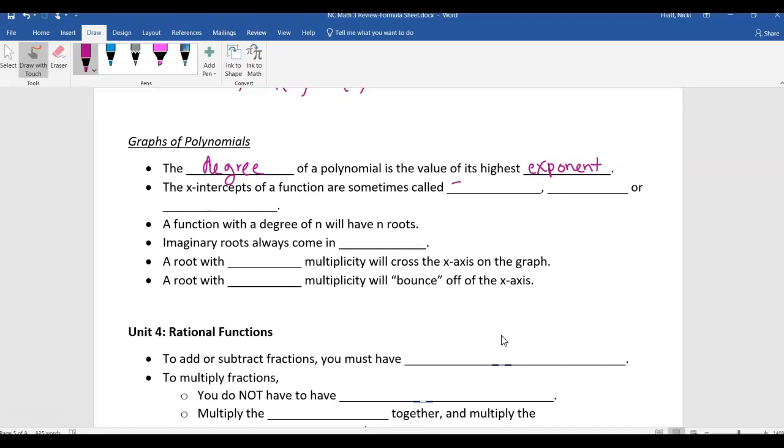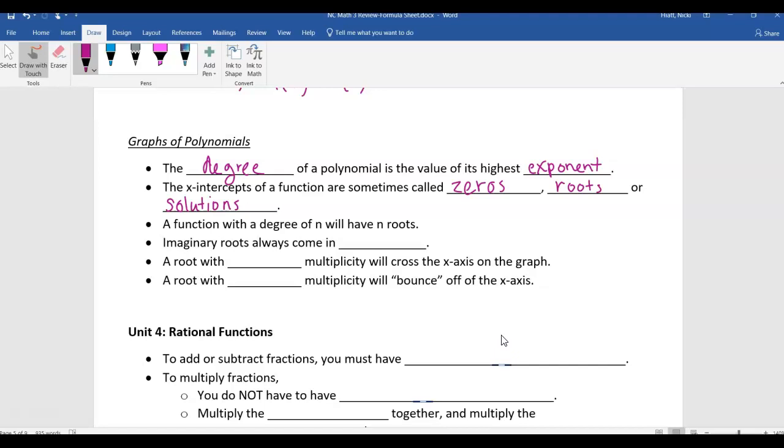Sometimes they are called x-intercepts, but sometimes they're called zeros. Sometimes they are called roots. And sometimes they may be called solutions, although usually it's given to you in an equation form if they call them solutions and not like a function form. But these are all going to give you the places where your graph is going to cross the x-axis.